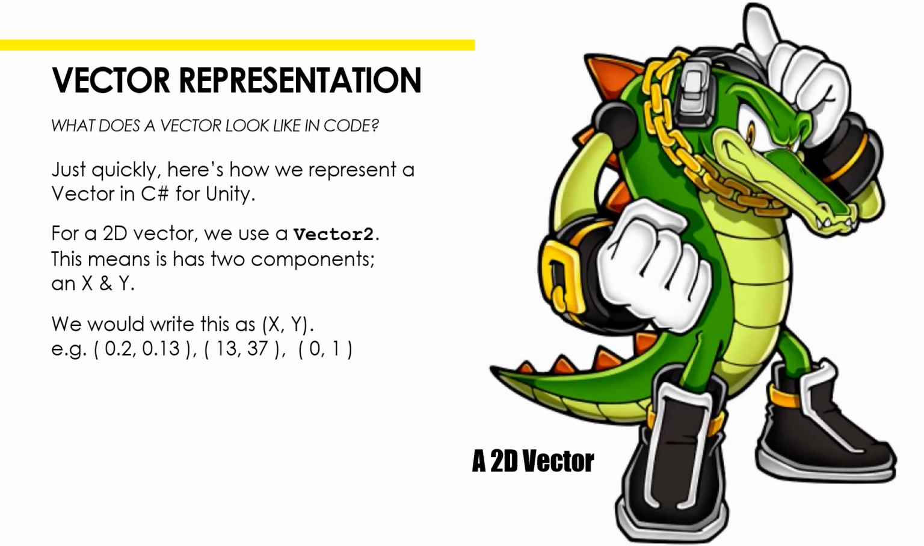In code, so when you are developing this in Unity, it's pretty simple to access this. There is a class called Vector2, which represents a 2-dimensional vector, and you'll be able to see that it has two components in it, an x and a y value. We can represent two-dimensional vectors by using some brackets and putting some numbers in. So our examples here, we have 0.2 on the x and 0.13 in the y, 13 in the x, 37 in the y, and 0 in the x and 1 in the y. These are just some sample examples of what a two-dimensional vector can look like.